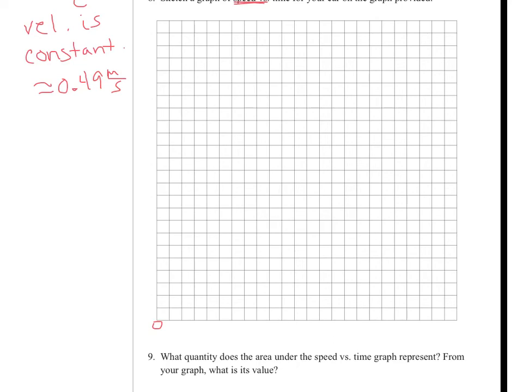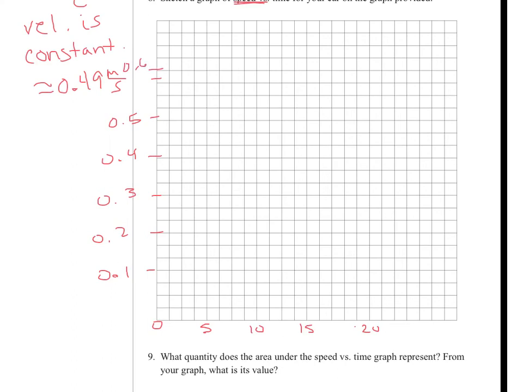So when we graph that, we would have 0. Here is our 5 seconds. Here's 10, 15, and 20. And our velocity is going to be about the same number every single time. So I'm going to go up by, let's see, 0.1, 0.2, 0.3, 0.4, 0.5, whoops, 0.6.